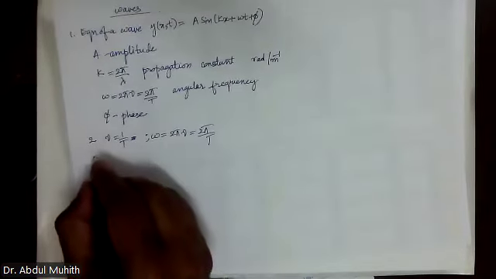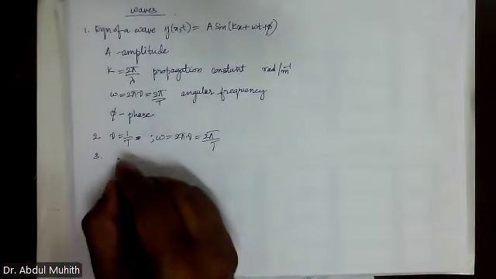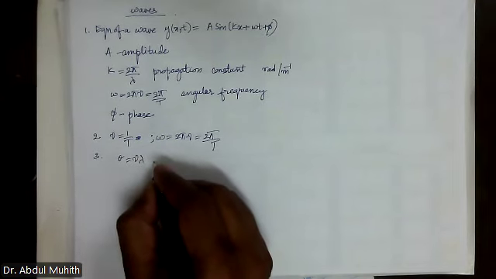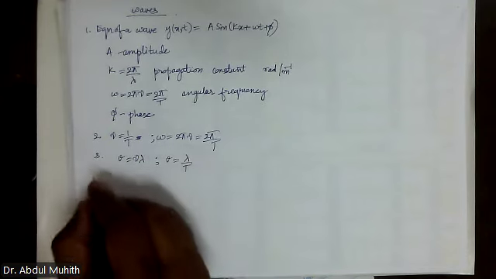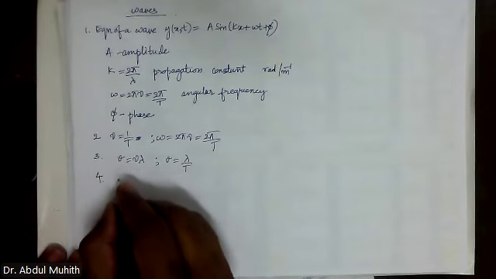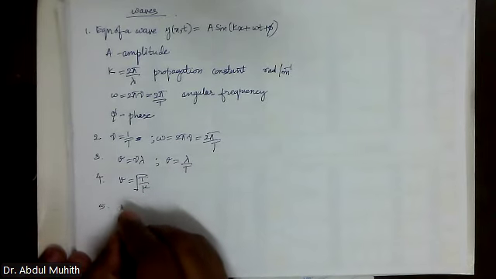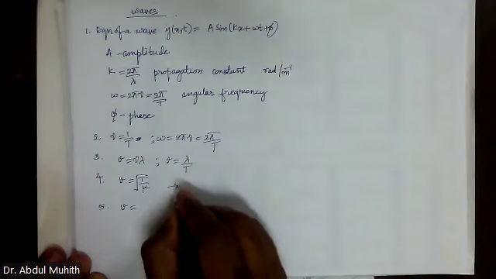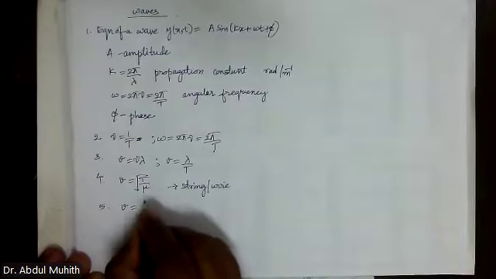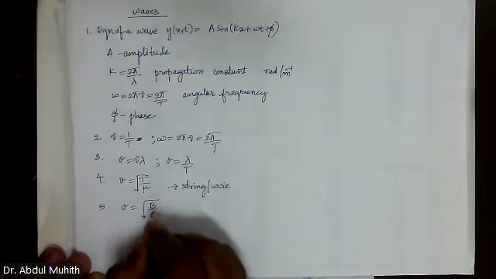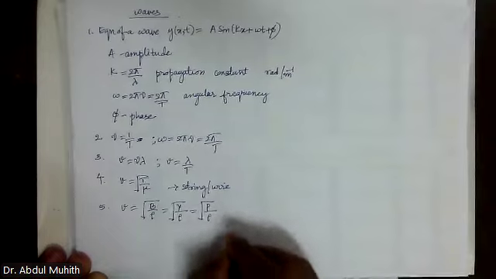Third one, the speed of the wave: v is equal to nu lambda, or v is equal to lambda by T. Fourth one, v is equal to under root of T by mu. Fifth one, for a string or a wire, v is equal to under root of B by rho, or Y by rho, or P by rho. This is for gases.